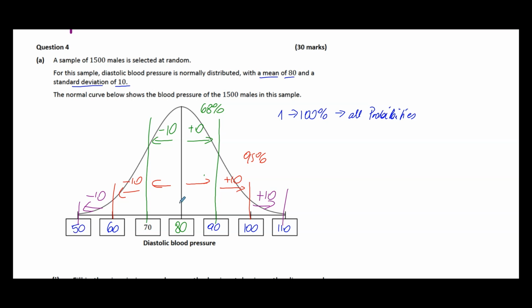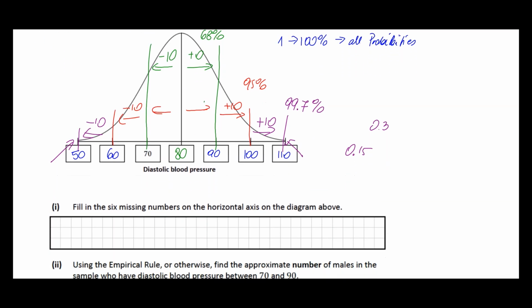Now, that area, that is almost 100%, but not the full 100%, is 99.7%. So a tiny, tiny bit, 0.3, which is actually 0.15 on both sides. Together they are 0.3. That's what is left. Okay, so we've done that part.